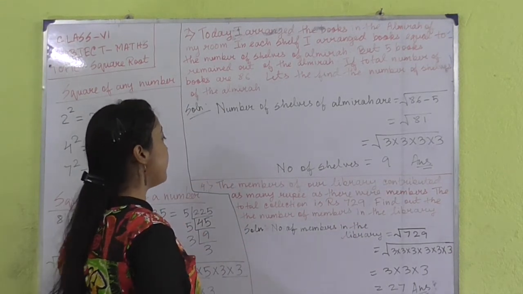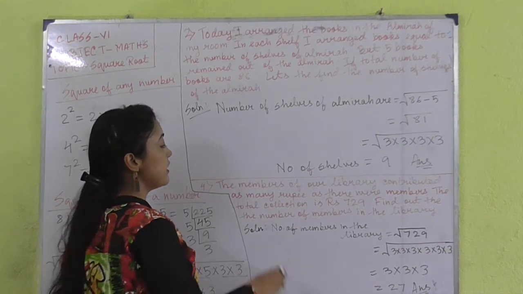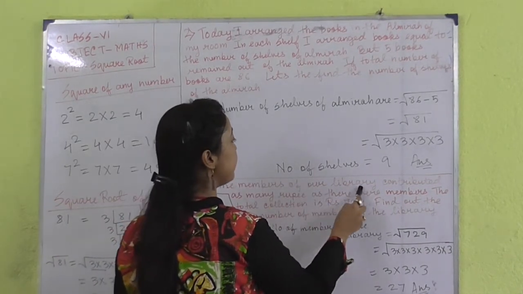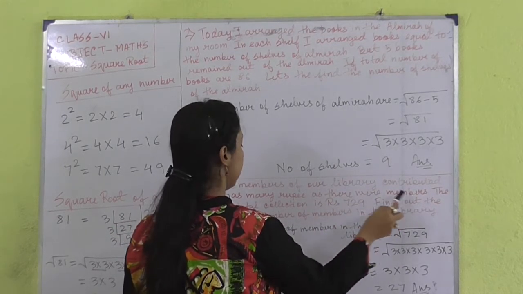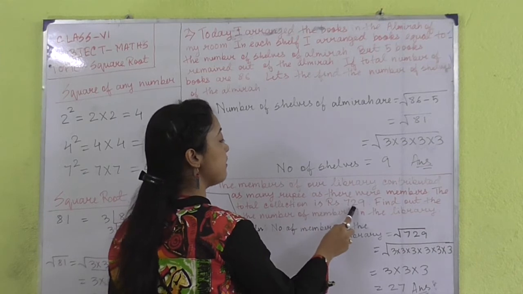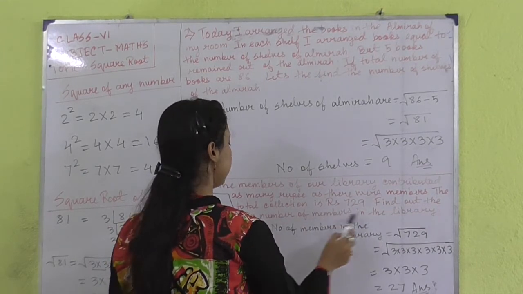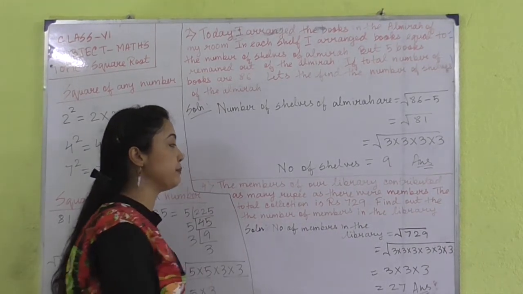Next is problem number 9. Here you can see it is given that the members of our library contributed as many rupees as there were members. The total collection is rupees 729. So find out the number of members in the library.